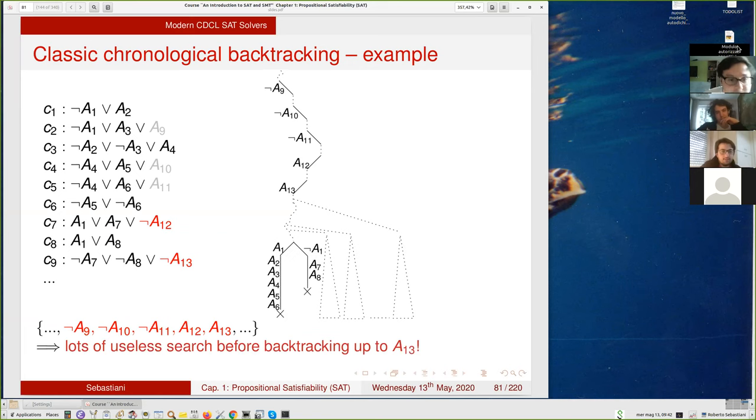In the dashed line you draw between A13 and the choice of A1, you make decisions on variables that are not in between A1 and A13, right? Remember that this is only a tiny part of a possibly much, much bigger formula. So the decisions that are in between A13 and A1 are not included in this picture, right? Yeah, somewhere below here.